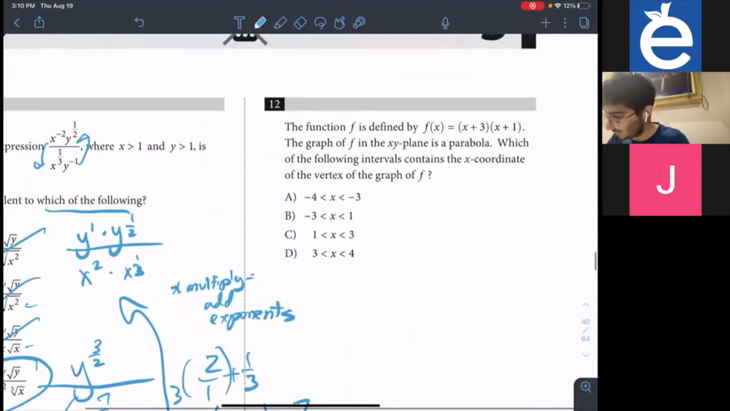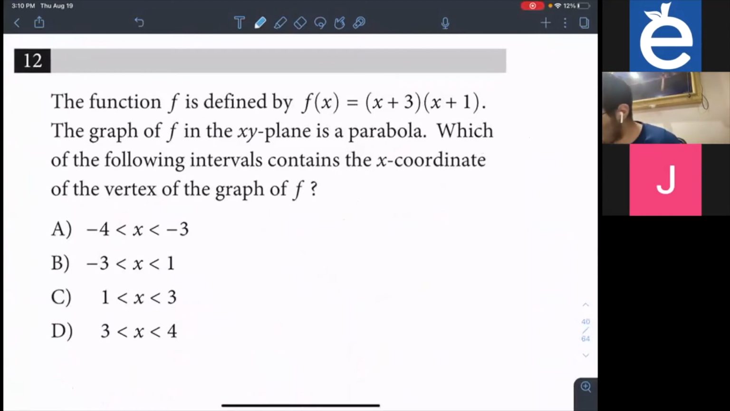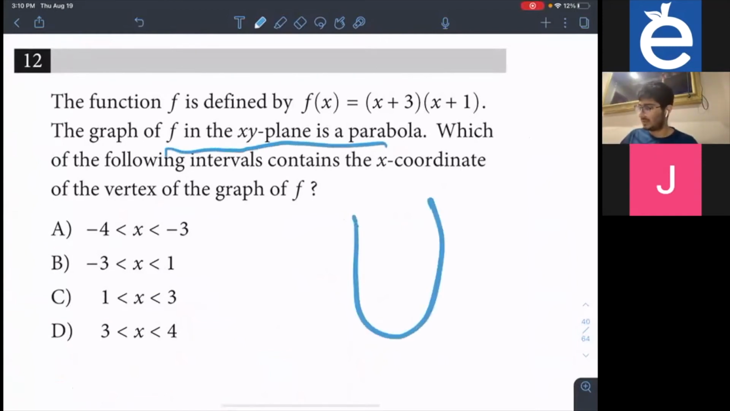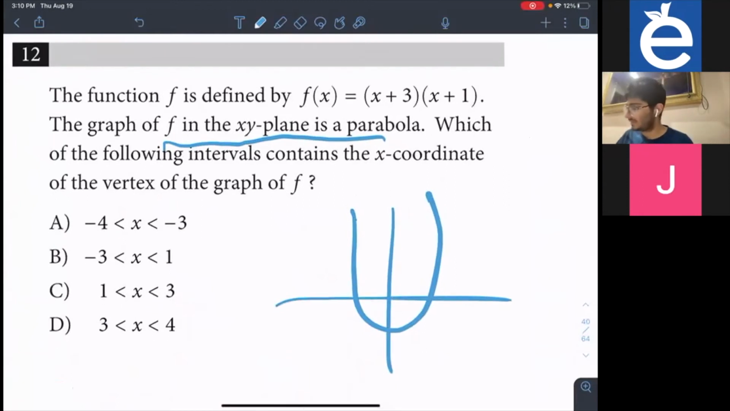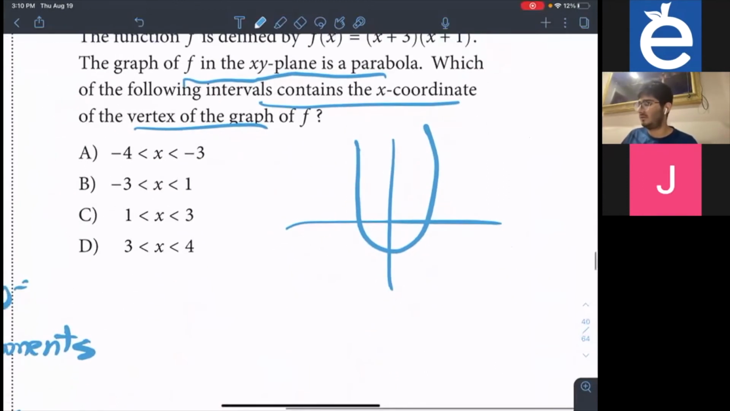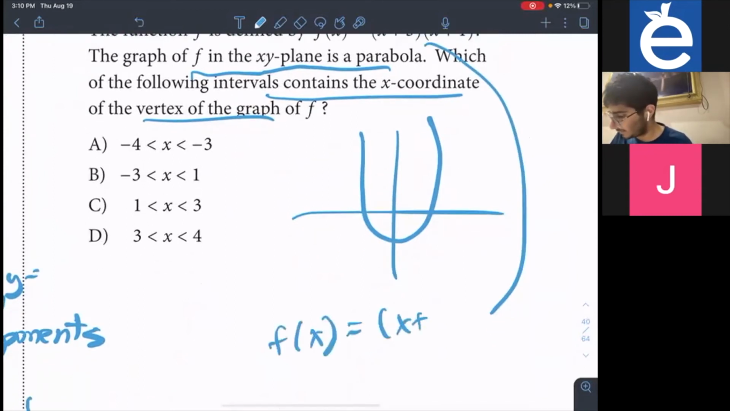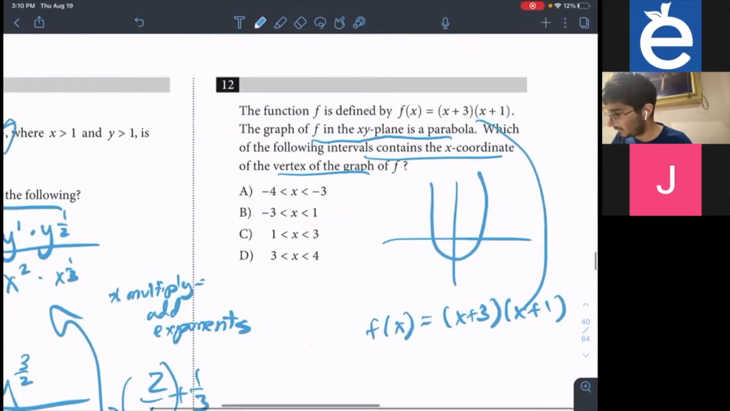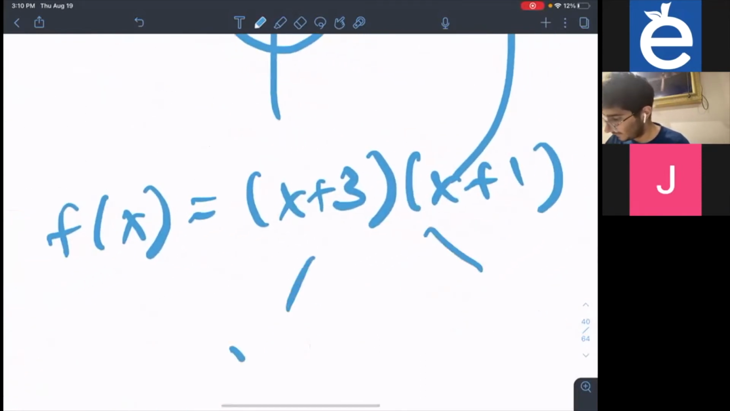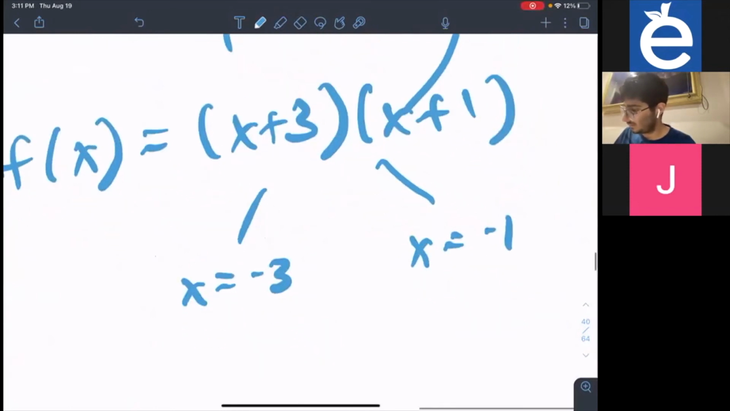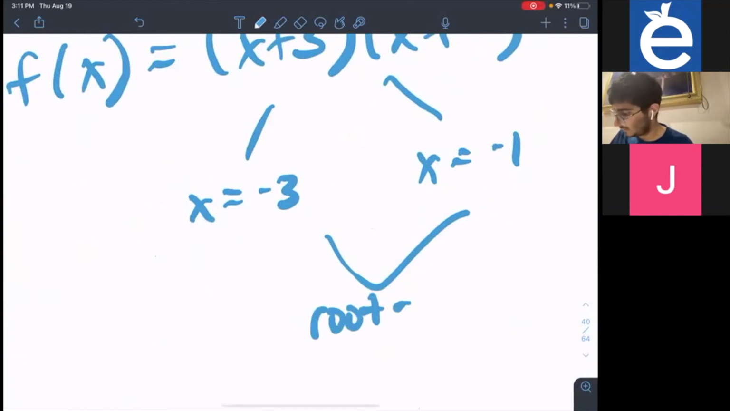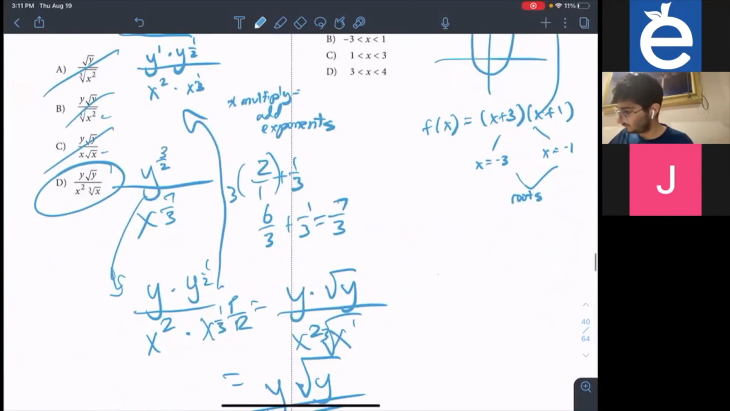Okay. The function f is defined by f of x is equal to x plus 3 times x plus 1. The graph of f in the xy-plane is a parabola, so there's something like that. Which of the following intervals contains the x-coordinate of the vertex of the graph of f? So from this we know f of x is equal to x plus 3, x plus 1. So we know the roots are -3 and -1. So these are the roots.